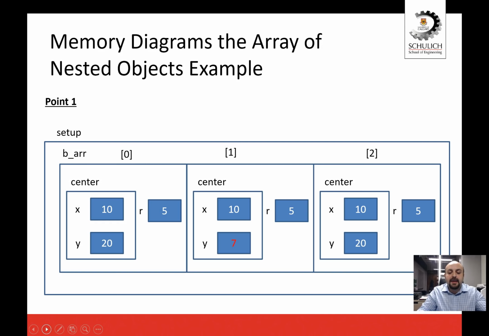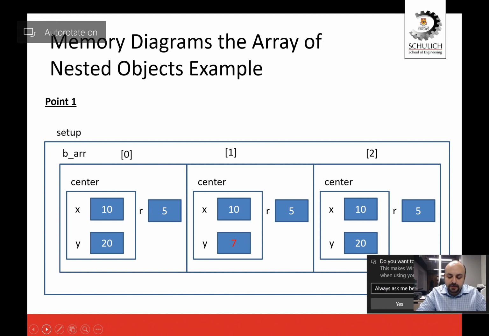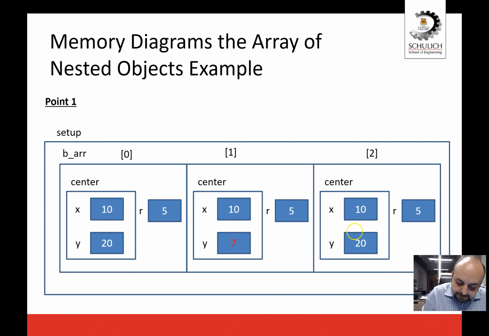So if I wanted to change the value of this guy, let's say I wanted to change the value of x here to 3, what I would have to write is, maybe pause the video, write the answer, and then rewatch again. The answer would be BR index 2 dot center dot x equals 3.